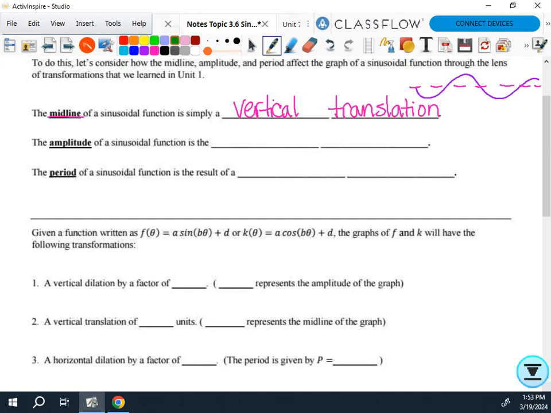All right, so then we have the amplitude. Amplitude is the distance between the midline and the max or minimum points. For a parent function of sine or cosine, do you remember what the amplitude is? What's the biggest sine value you can give me? What's the smallest sine value you can give me? Think about your unit circle. What's the biggest sine value you got? 0 is not the biggest or the smallest. It's not the smallest yet.